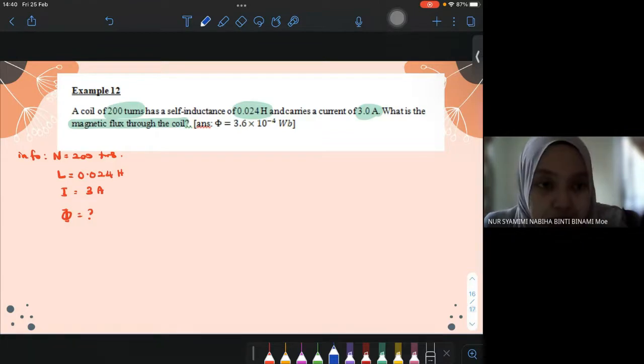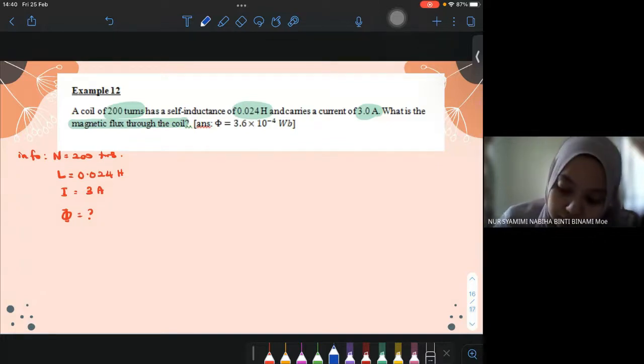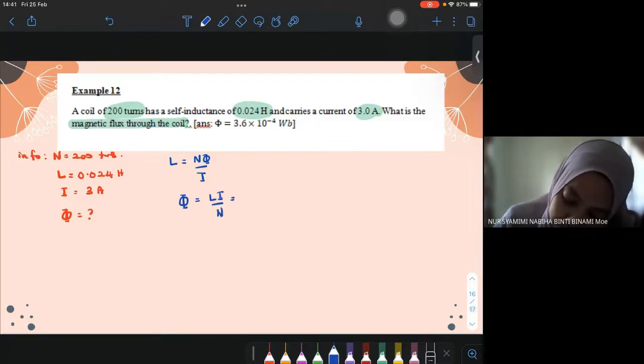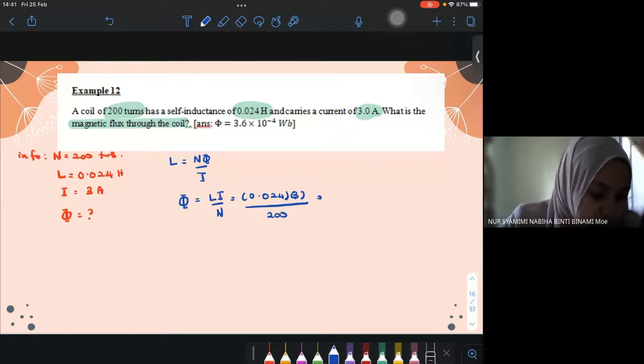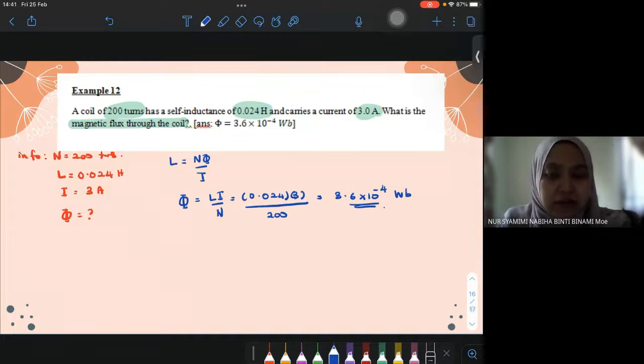Formula mana kita nak guna ni? L equals to N flux over I. So kita nak flux equals to Li over N. 0.024. The current is 200. So we will get 3.6 exponent negative 4, unit untuk flux is whatever. Ini soalan straightforward je.